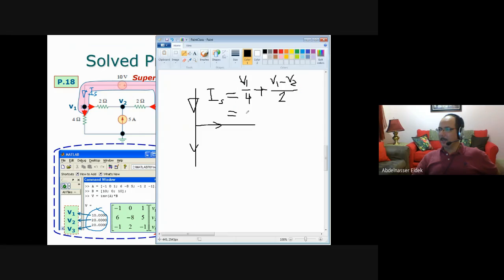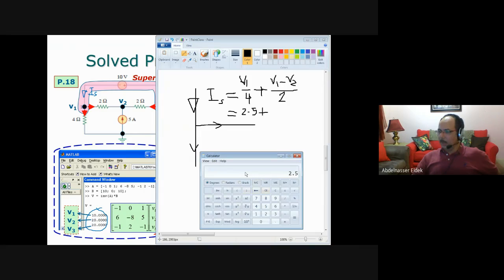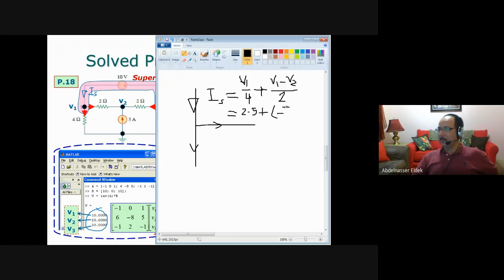So let's write it here. This is 2.5 plus V1 minus V2. V1 is 10 minus V2, which is 20, divided by 2 will be negative 5. So it will be plus negative 5. Equal what? Equal negative 2.5 ampere. And it's okay to be negative. There's no problem with that.